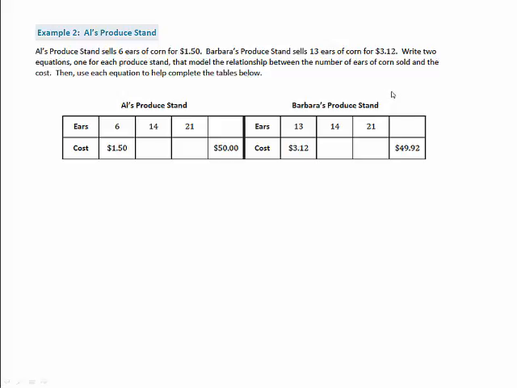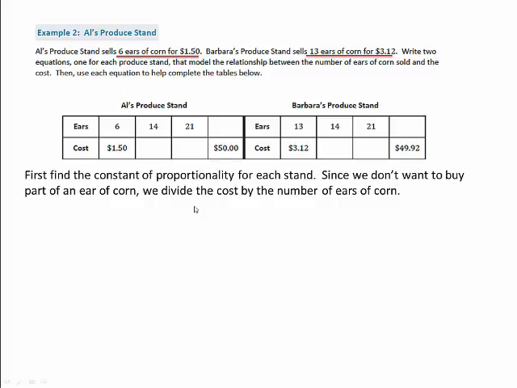So first, let's think about what we need to write for our constant of proportionality. We have 6 ears of corn for $1.50, or 13 ears of corn for $3.12. Since we really don't want to know how much it costs to buy a partial ear of corn, we need to find the amount of money for 1 ear of corn. So we're going to take the cost divided by the number of ears of corn. Let's do this for each of them individually.